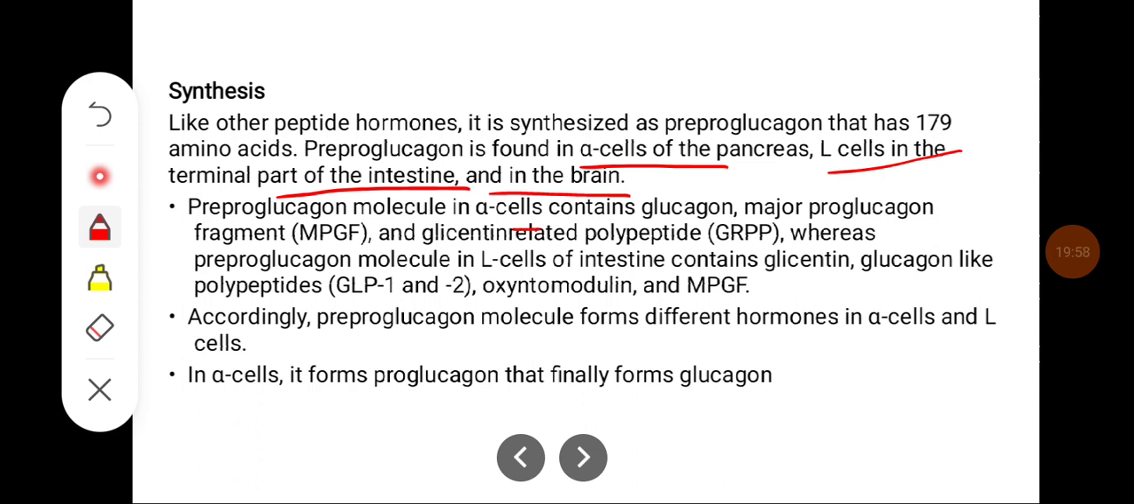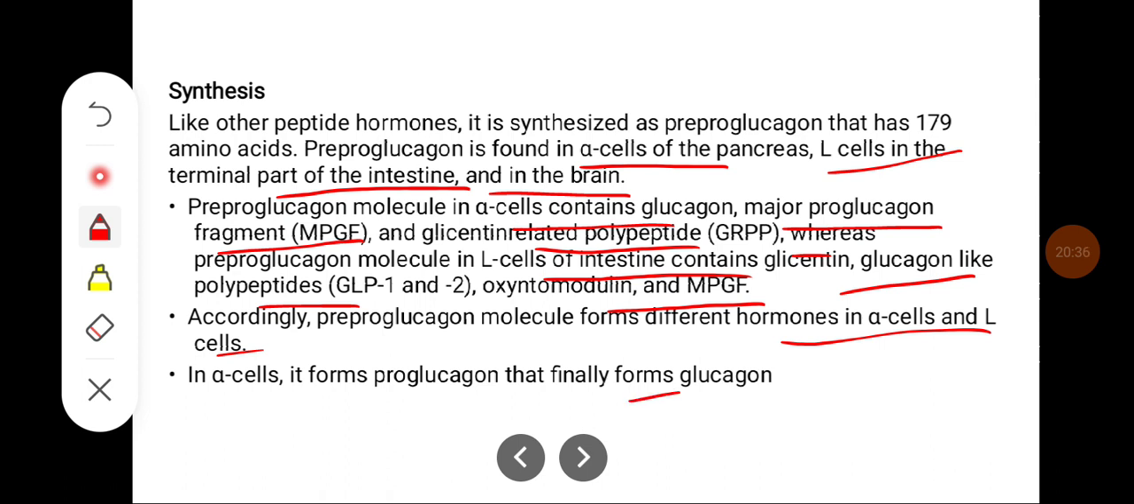Pre-proglucagon molecule in the alpha cell contains glucagon, major proglucagon fragment, and glicentin-related polypeptide, whereas pre-proglucagon molecule in L cell of the intestine contains glicentin, glucagon-like polypeptides GLP-1 and 2, oxyntomodulin, and MPGF. Accordingly, pre-proglucagon molecule forms different hormones in alpha cells and L cells. In alpha cells, it forms proglucagon that finally forms glucagon.